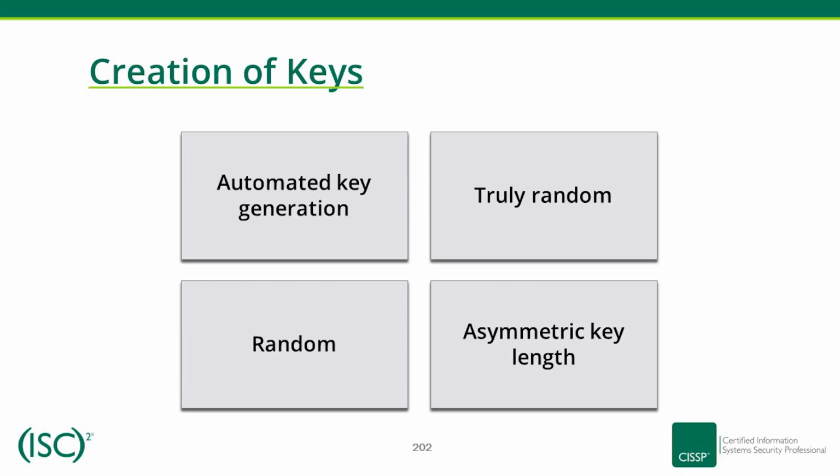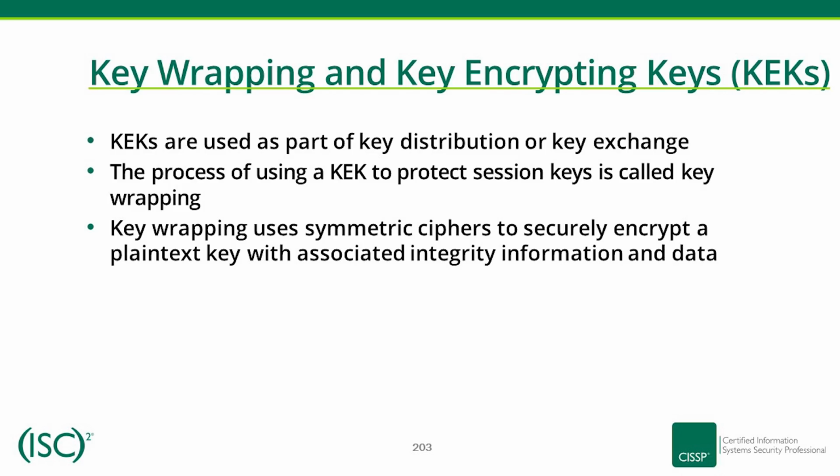Creation of keys. Automated key generation. Truly random. Random. Asymmetric key length. Key wrapping and key encrypting keys. KEKs are used as part of key distribution or key exchange. The process of using a KEK to protect session keys is called key wrapping. Key wrapping uses symmetric ciphers to securely encrypt a plaintext key with associated integrity information and data.